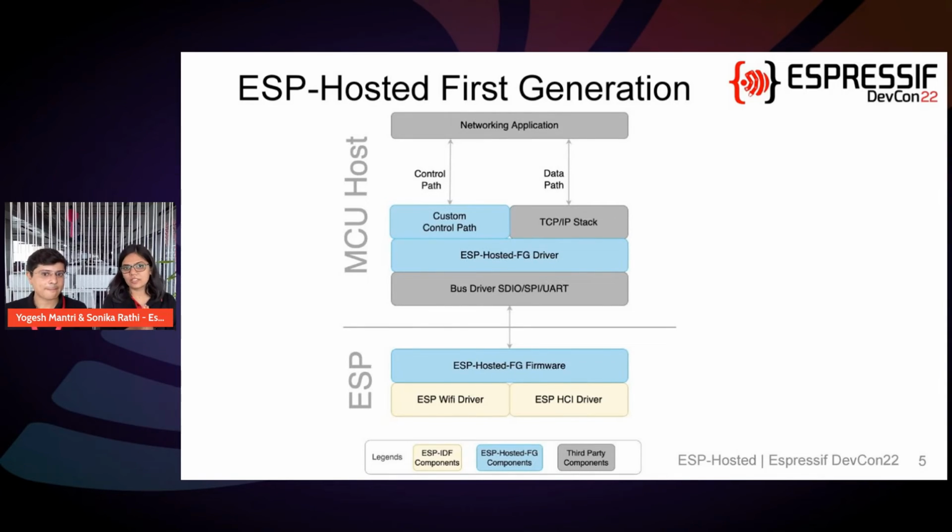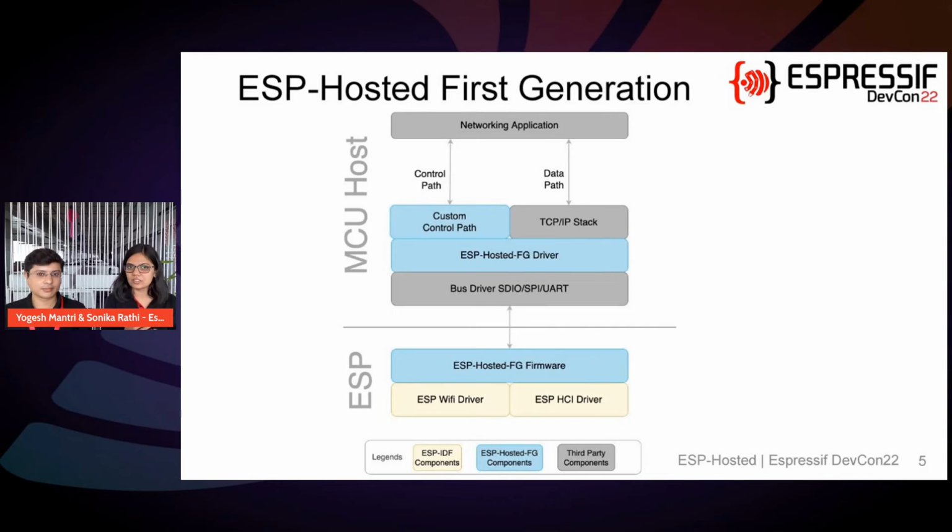Yes, so I can spot two main differences over here. Next generation is basically used for Linux based host, and first generation is for MCU based host. And the custom control path which you have mentioned. So in Linux based host we have WPA supplicant for getting Wi-Fi connectivity, and in first generation we have the custom control path, right? Perfect. Okay, yes. So what other differences are there?